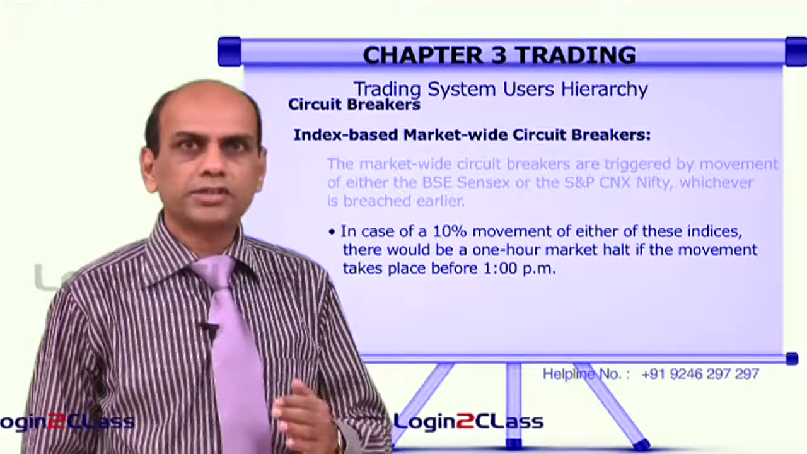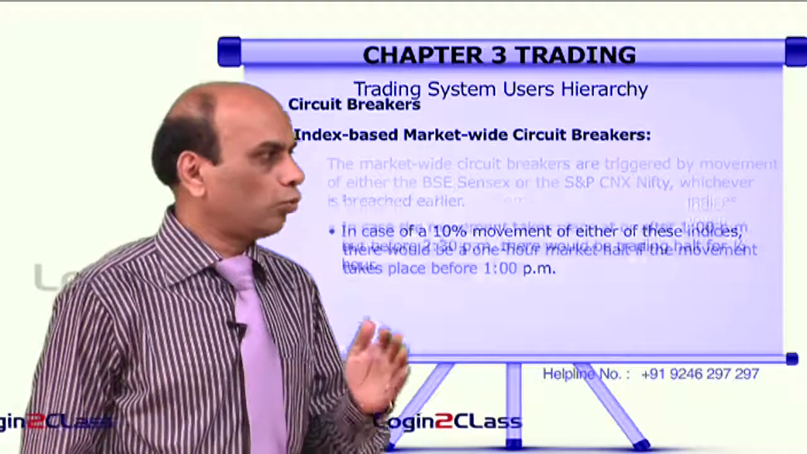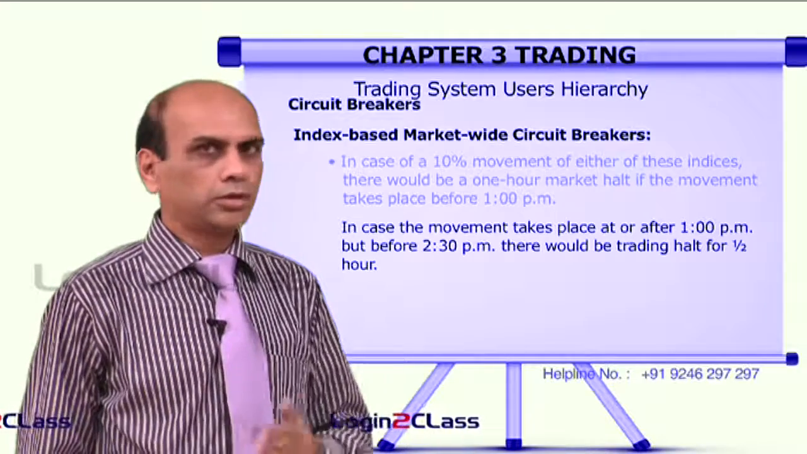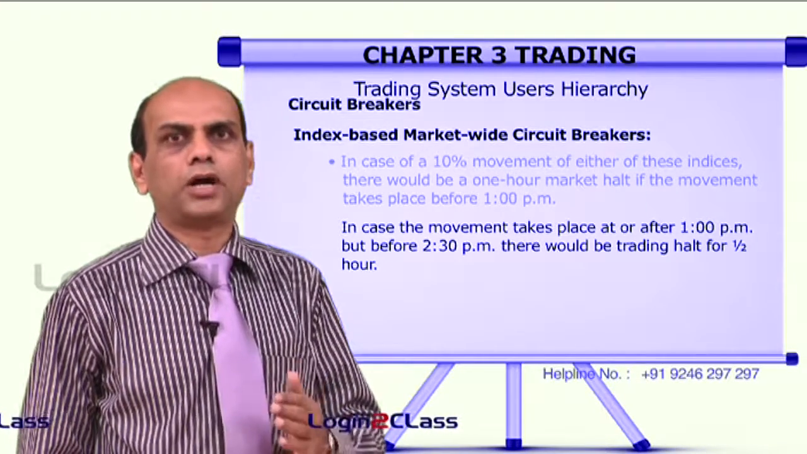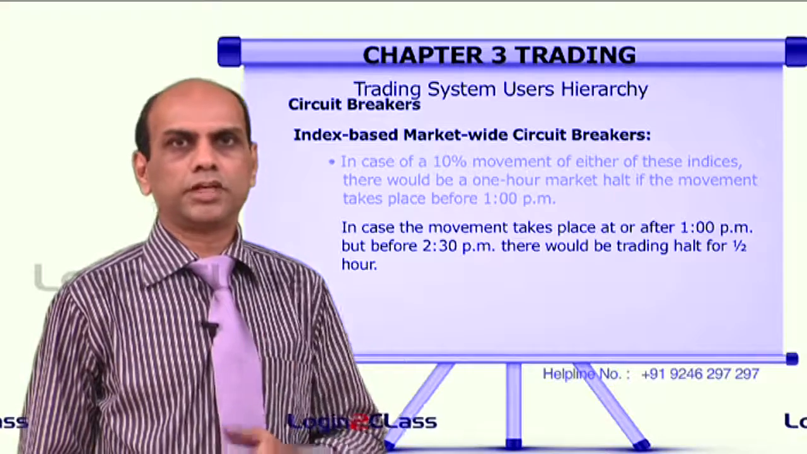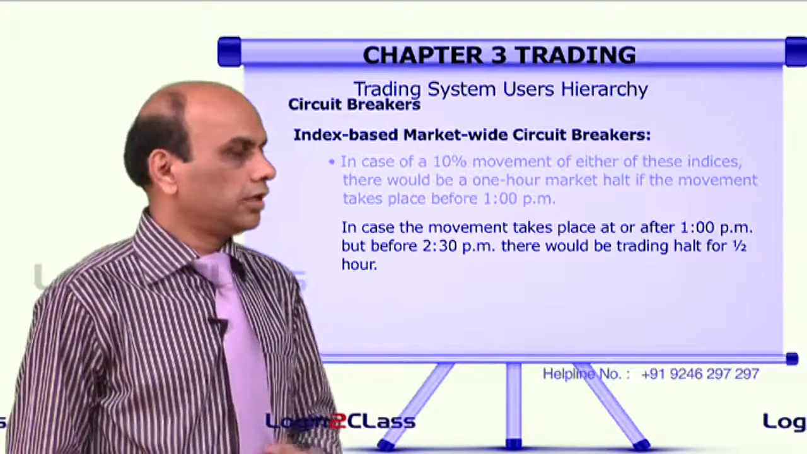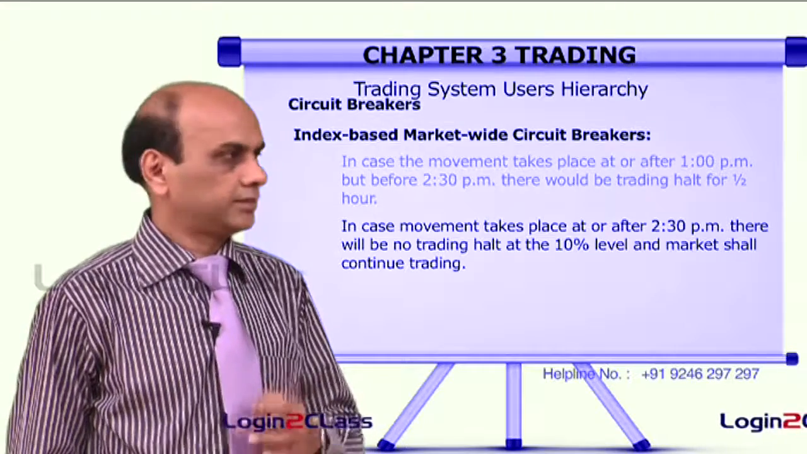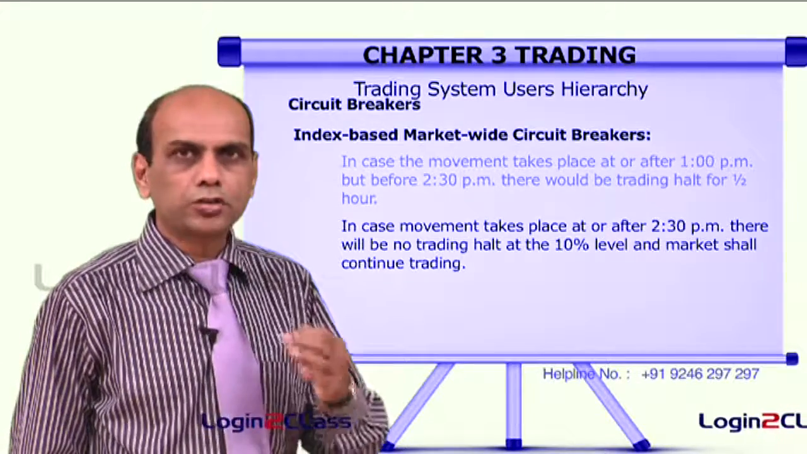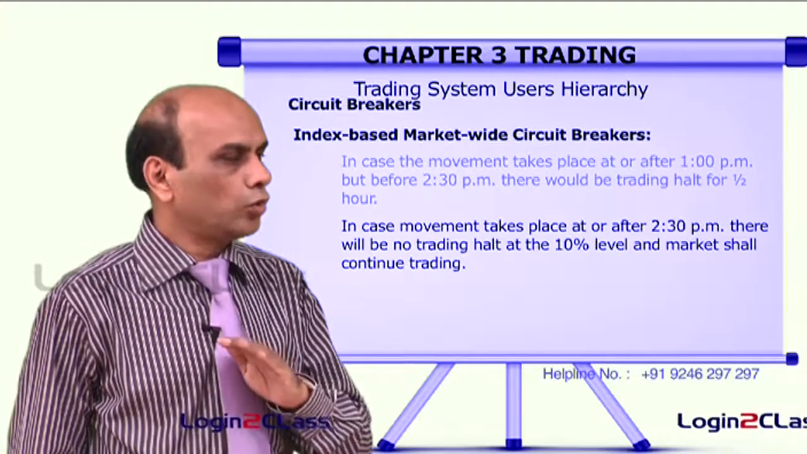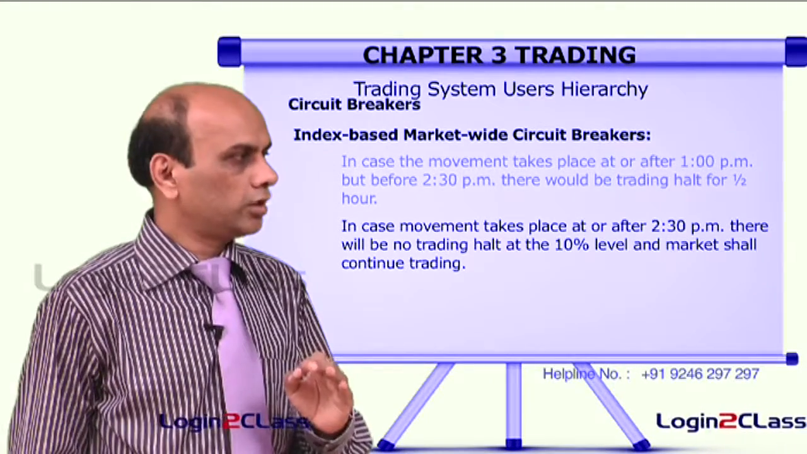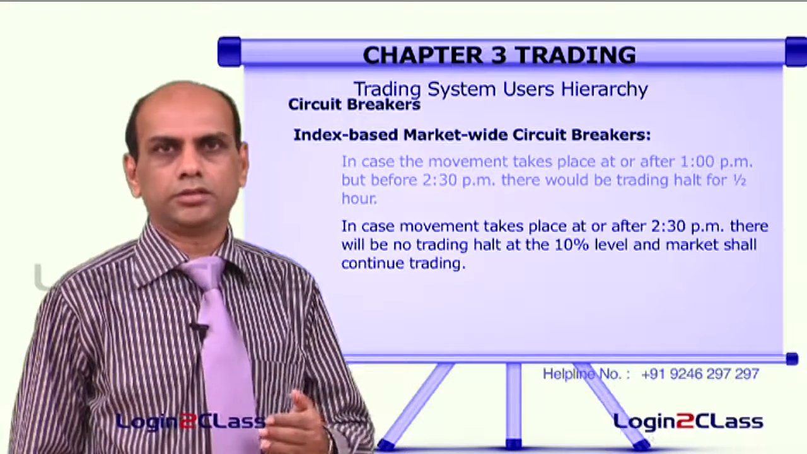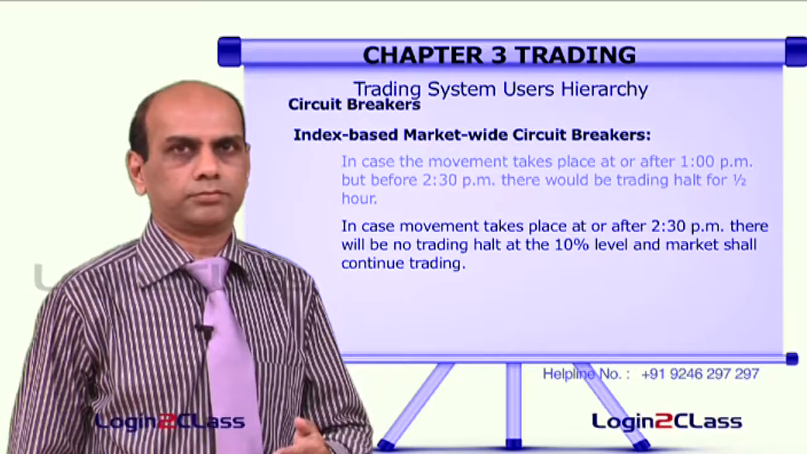If the same 10% movement takes place between 1 p.m. and before 2:30 p.m., the markets halt for half an hour, that is 30 minutes. In case the same 10% movement takes place at or after 2:30 p.m., there will be no trading halt at this particular level and the market shall trade continuously till 3:30 p.m.